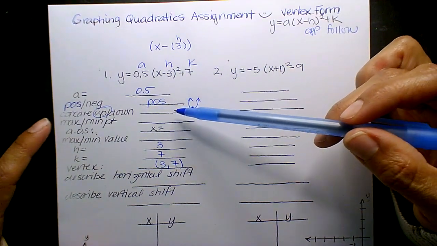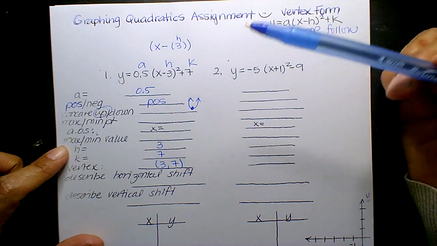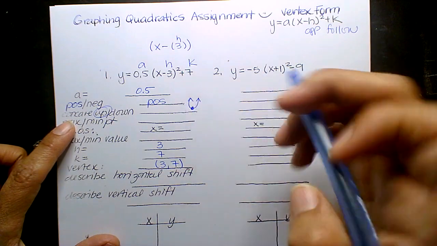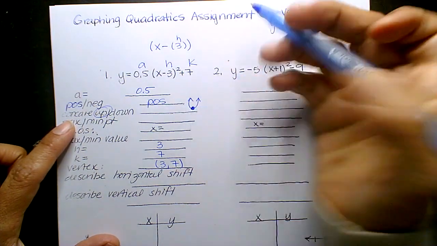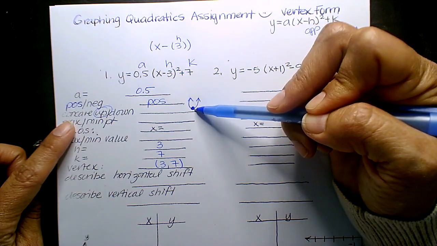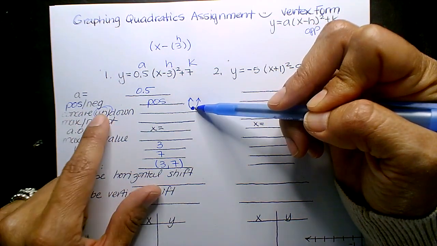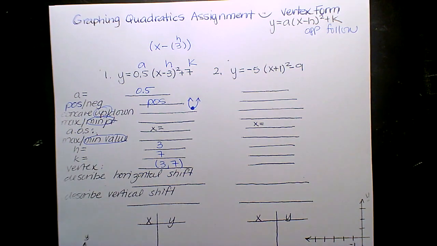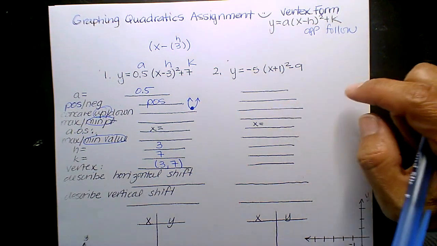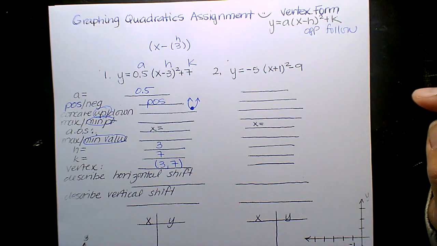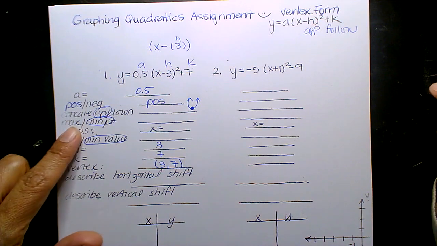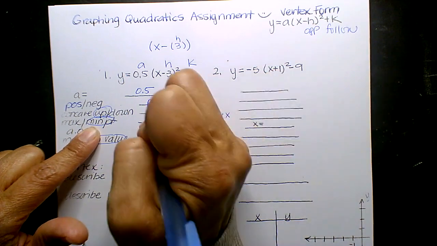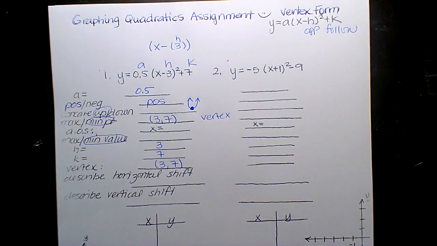Okay, so now you have max min point, max min value. Because the parabola is concave up, this vertex is your lowest point, right? And so that means whenever it's concave up, you have a min point and a min value. You'll see with concave down here, it'll be max. Now what's the max min point? This point is always your vertex point. So this is 3, 7.